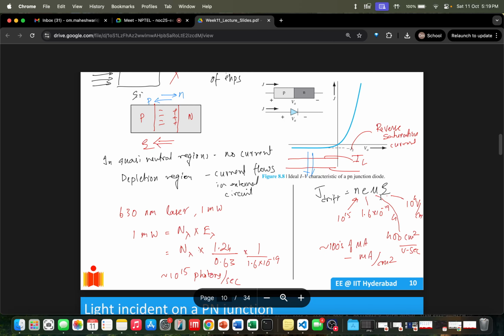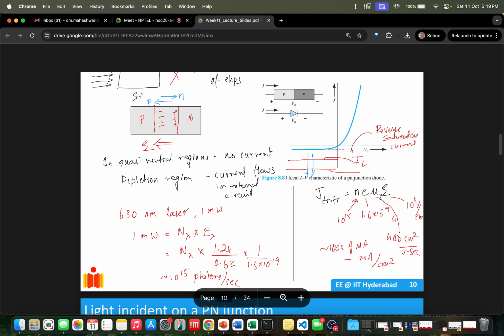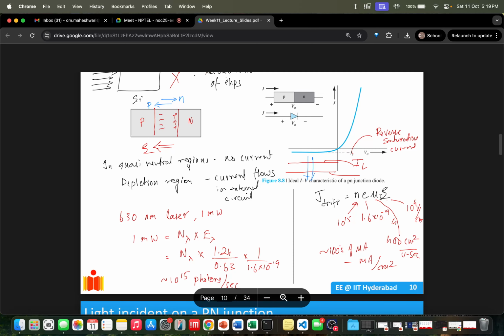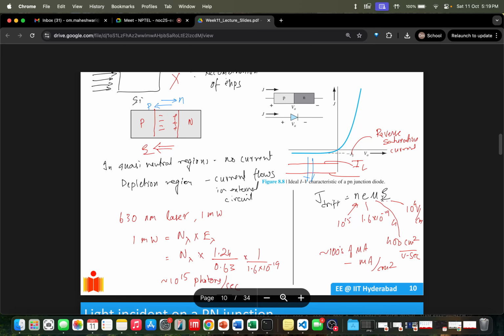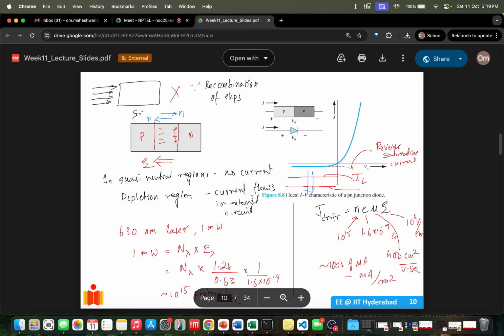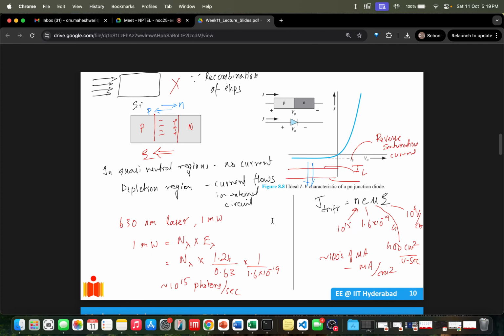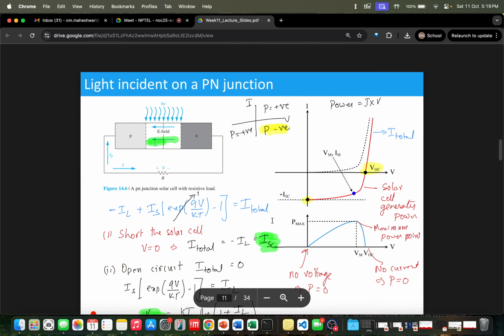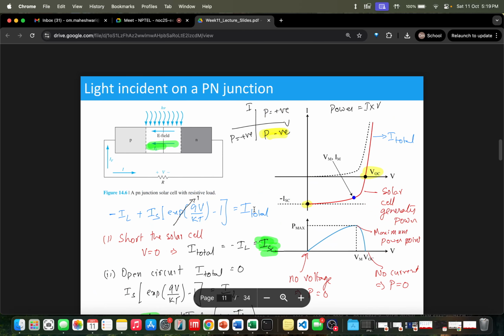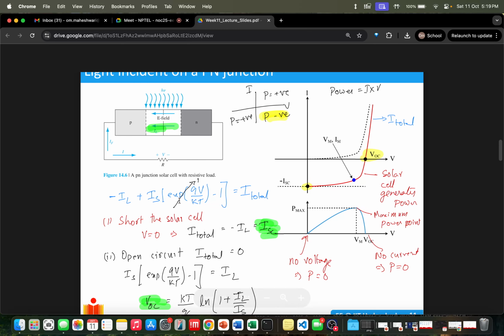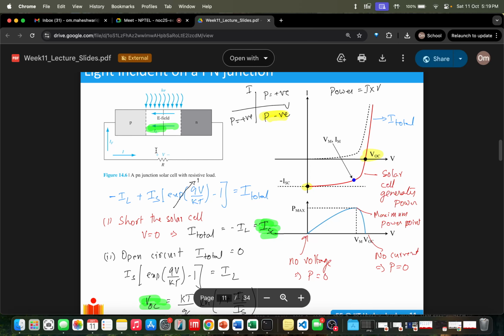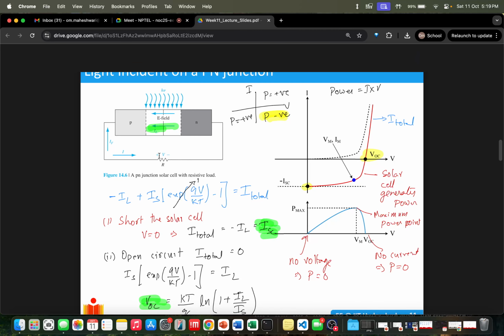So when light is incident on a p-n junction, in the quasi-neutral region there is no current. In the depletion region, current flows in the external circuit. This is how the solar cell works. A solar cell works in reverse bias. When light falls on it, there is a potential generated.